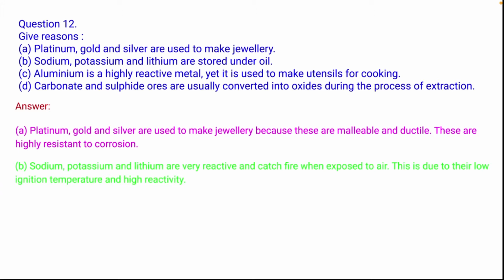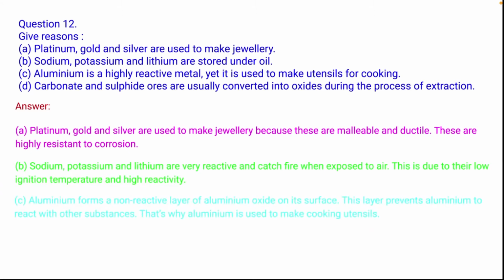Okay, let us move on to the next question. Aluminium is a highly reactive metal, yet it is used to make utensils for cooking. Give reason. Aluminium forms a non-reactive layer of aluminium oxide on its surface. This layer prevents aluminium from reacting with other substances. That is why aluminium is used to make cooking utensils.